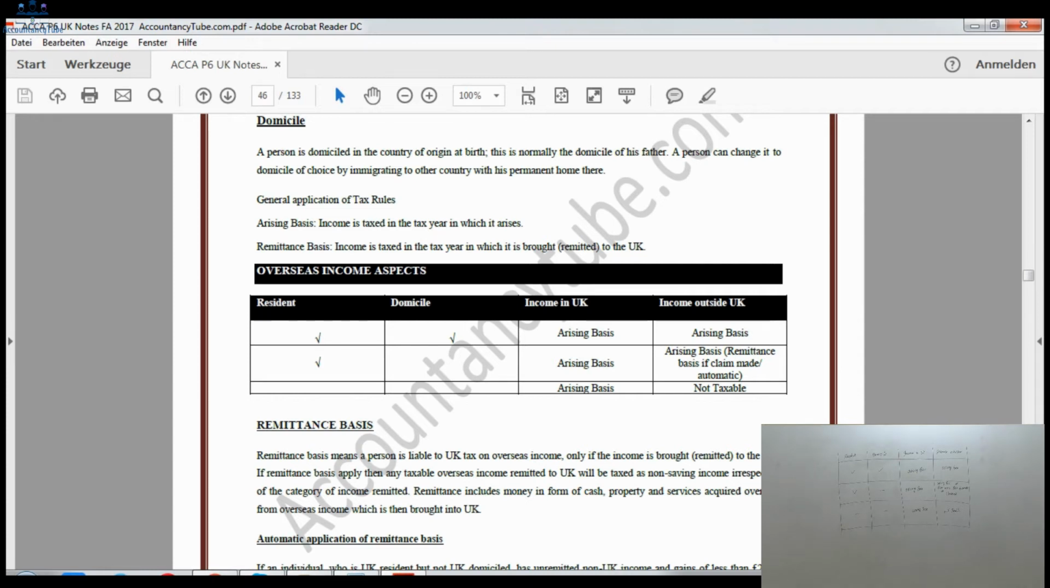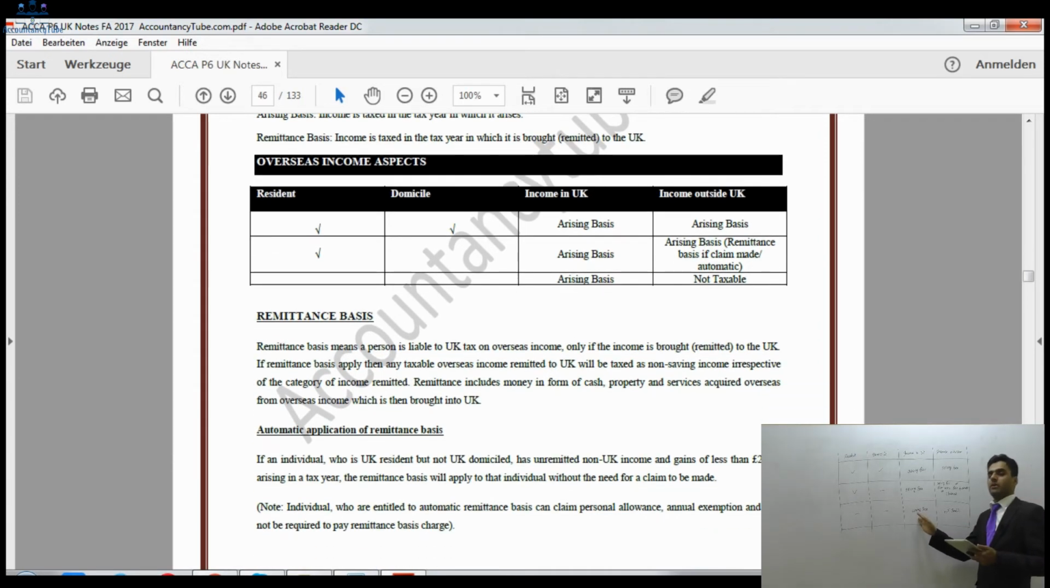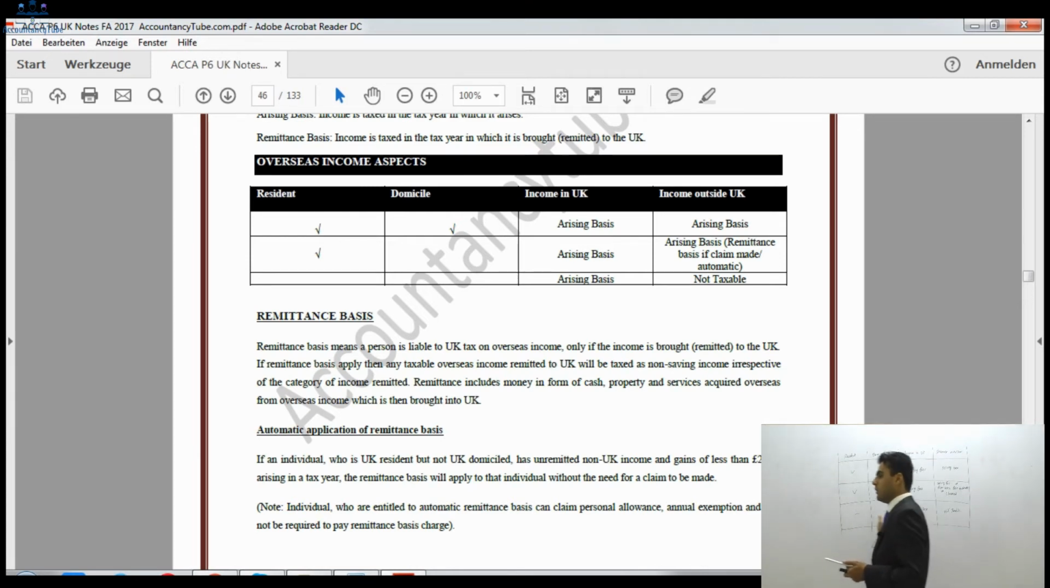So if you are earning any income in the UK, it will always be on an arising basis. Doesn't matter if you're resident, non-resident, domiciled or whatever. If you are earning anything in the UK, that will always be taxable on an arising basis. Whenever it arises, you will have to pay tax then, right? Now first one was you are resident and domiciled. So if you're resident and domiciled, doesn't matter if it is income in the UK or overseas income, it will always be taxable on an arising basis.